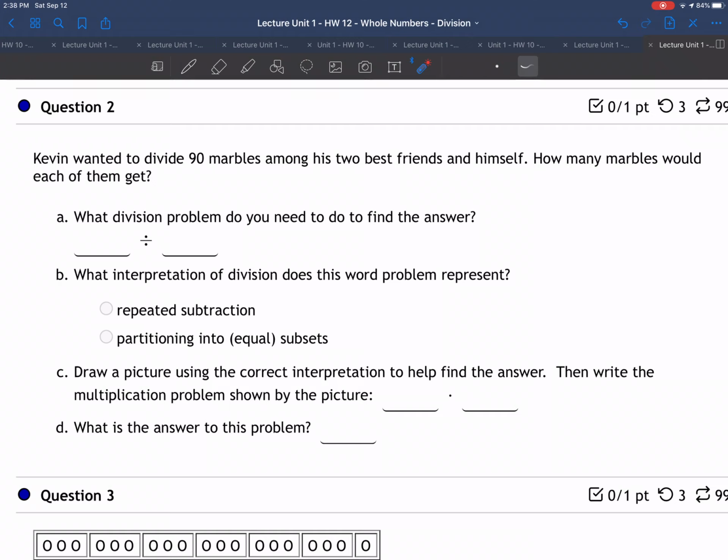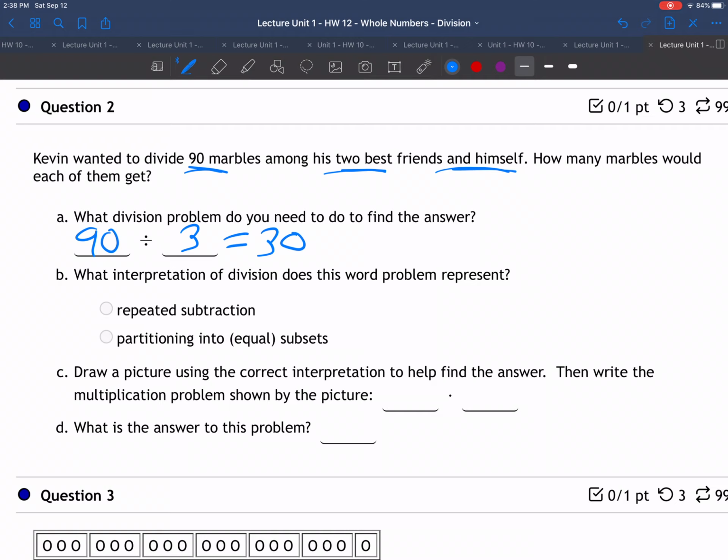Okay, I think you recognize this as division, right? It's going to be 90 divided by what? Is it divided by 2? He's going to divide the 90 among his two best friends and himself, so it's really divided by 3. 90 divided by 3, and we know what the answer is. Use your calculator if you're not sure. The answer is 30. So each friend is going to get 30 marbles.